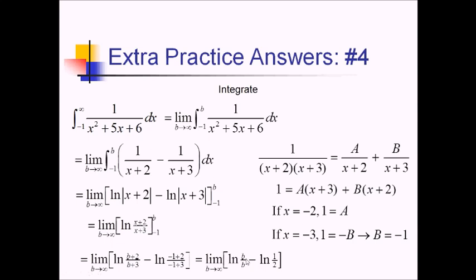Well, ln of b over b, that's really ln of 1, and the ln of 1 is 0. So this is 0 minus ln of 1/2, which I can just write as negative ln of 1/2. Or if you want to get real fancy and move this negative 1 inside as an exponent, you could also write this as positive ln of 2. Either way.